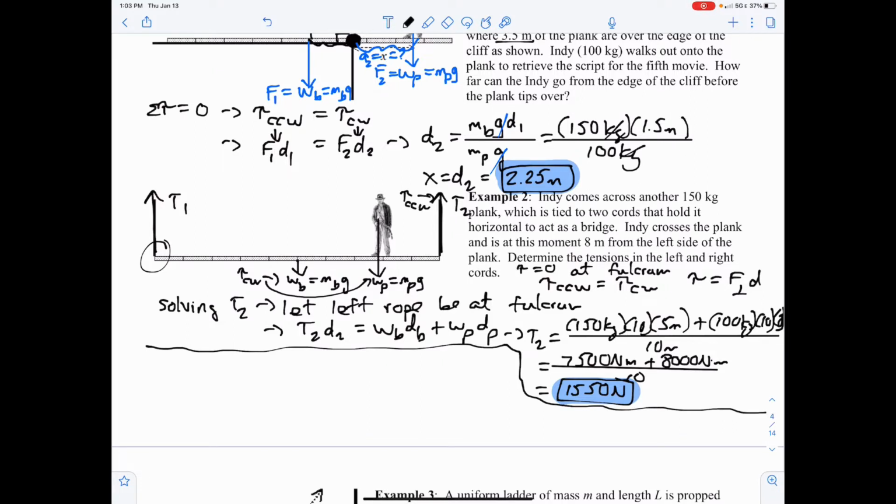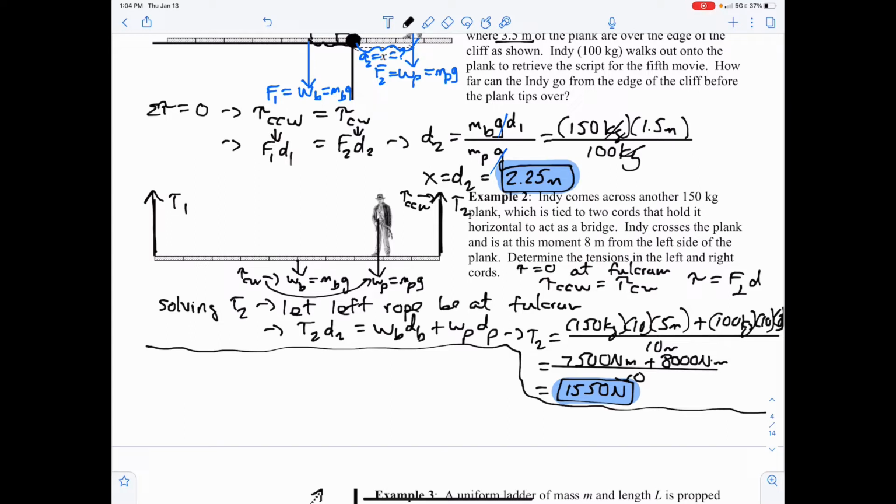Now, the opposite is true. If we want to solve for T1, then you're going to let T2 be the fulcrum. So it's exactly the opposite. Now we're going to let this be the fulcrum. This is no longer a force of consideration, because torque does not occur at the fulcrum.